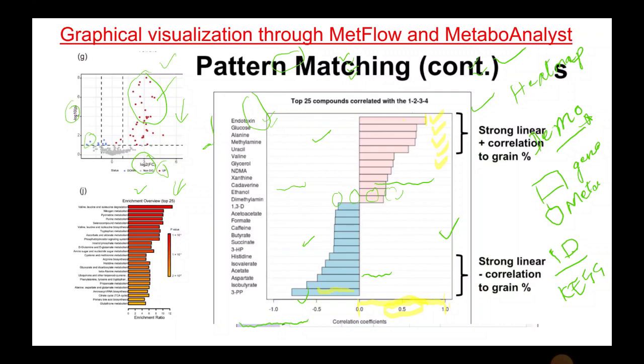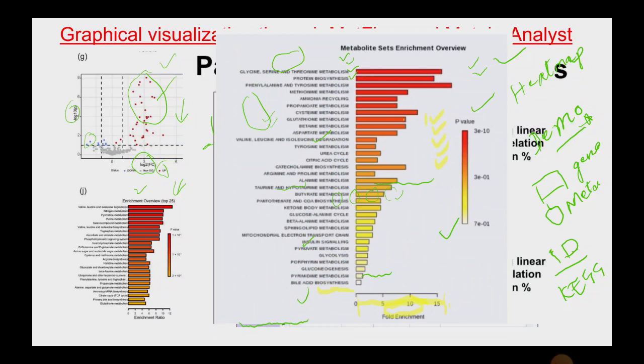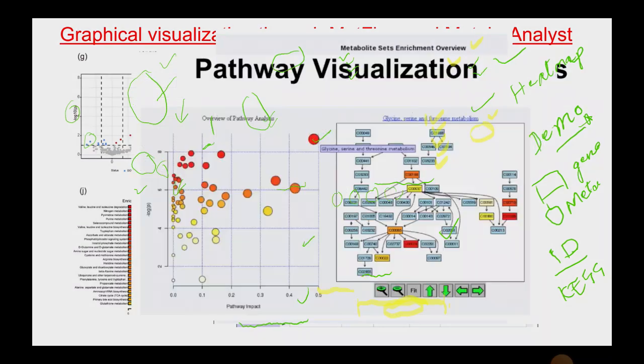We can also have a comparison in the form of the enrichment score. As you can see, the redder the color, the higher the significance. In this, the most significantly enriched pathway was glycine, serine and threonine metabolism, and similarly protein biosynthesis. When the color is red, there are more chances that this is your candidate pathway controlling the phenotype of whatever you are analyzing. So MetaboAnalyst provides you a lot of opportunities to create these pathway visualizations.